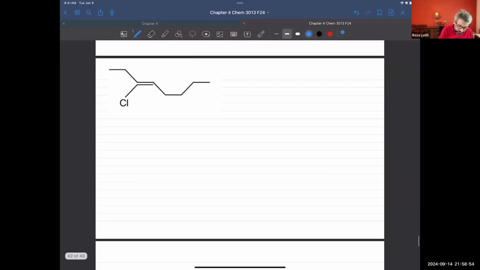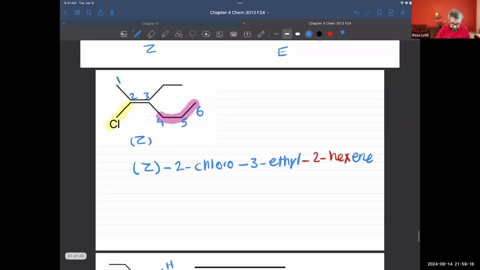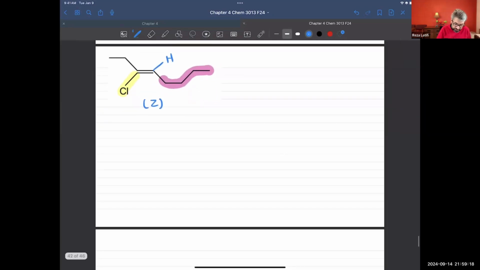Another one. Here we have the chlorine, my bad. And this one again is on the same side with the chlorine, so this is going to be the Z isomer. The previous one, they were on the same side and we called it Z, and again here we have Z. The longest chain will be 1, 2, 3, 4, 5, 6, 7, 8. So I'm going to say on the 3rd carbon I have chloro.